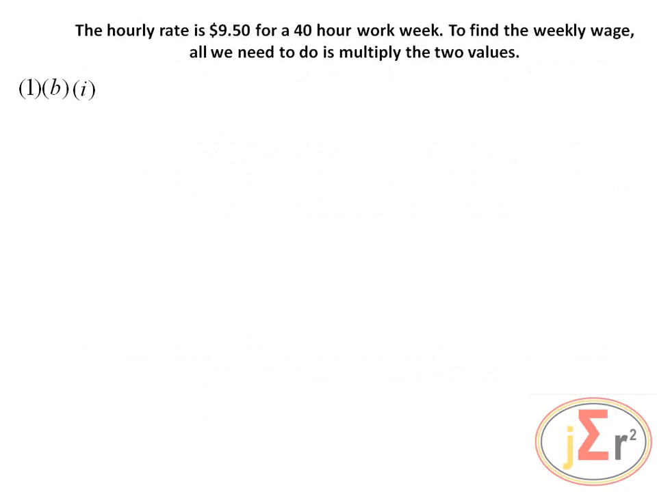A company pays its employees a basic wage of $9.50 per hour for a 40-hour week. And we have that information right there on the screen. The hourly rate is $9.50, and that is for a 40-hour work week. To find the weekly wage, all we need to do is multiply the two values. That is, multiply the hourly rate by the number of hours in a week. And there's your result.